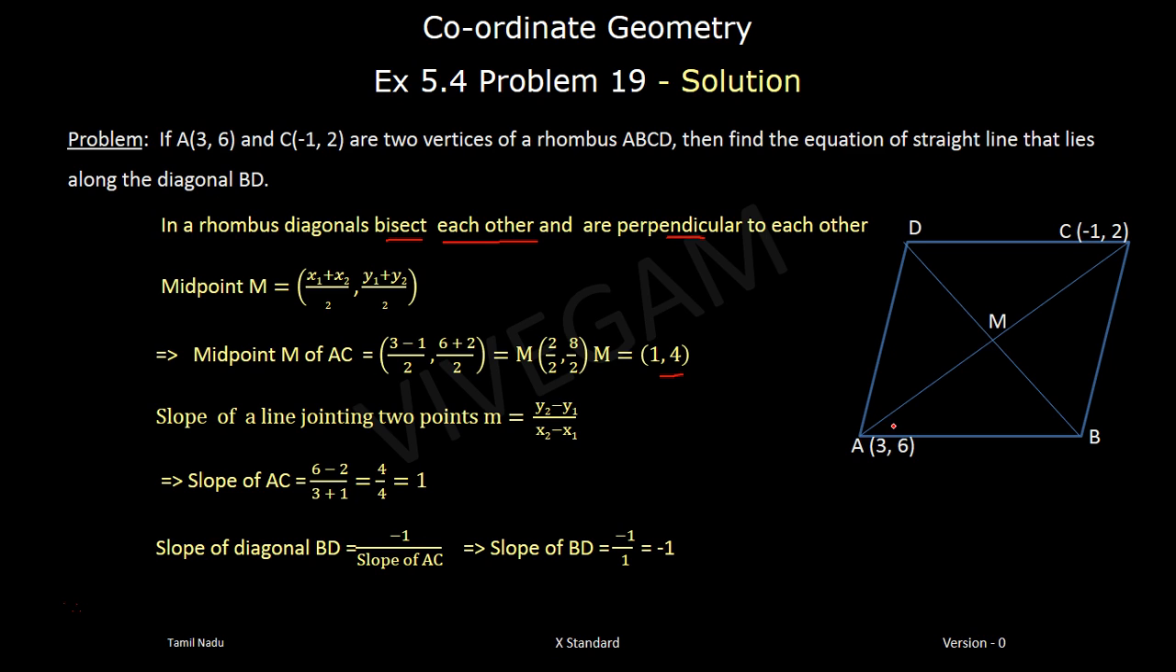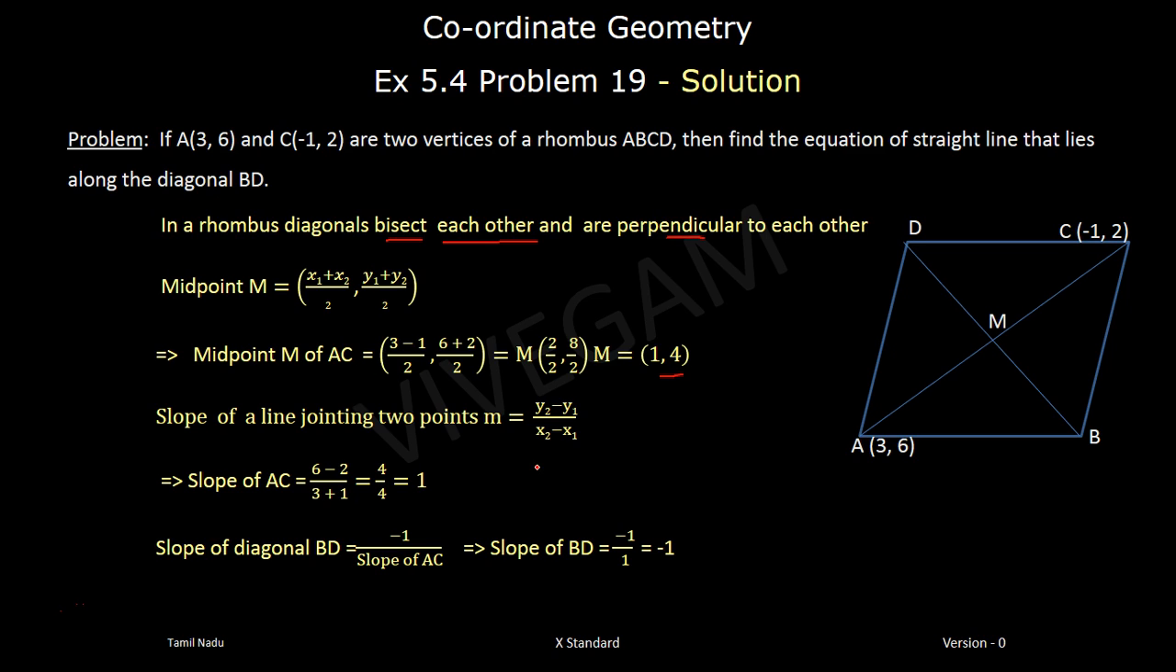Now, what's the slope of the line AC using the two-point form? Again, this is x1, y1, this is x2, y2. So there is y2 minus y1, 6 minus 2, divided by 3 minus of minus 1, that is plus 1. So 6 minus 2 is 4, and 3 plus 1 is 4. So 4 by 4 is equal to 1.